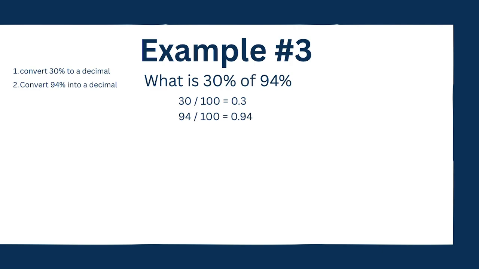My third step would be to multiply these two decimals together. And when I do that, I get 0.3 times 0.94, and when I times those together, I get 0.282. Now, to make it into a percentage, which would be my fourth step, I would simply do 0.282 times 100, and I get my percentage form, which is 28.2.